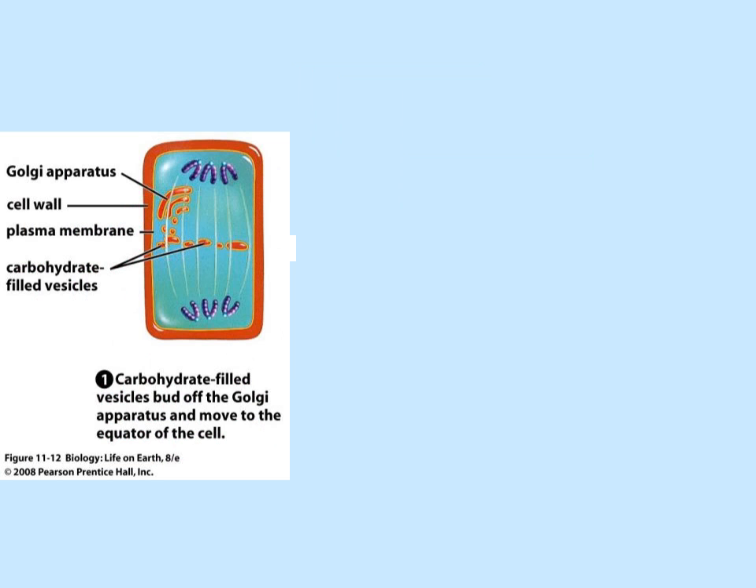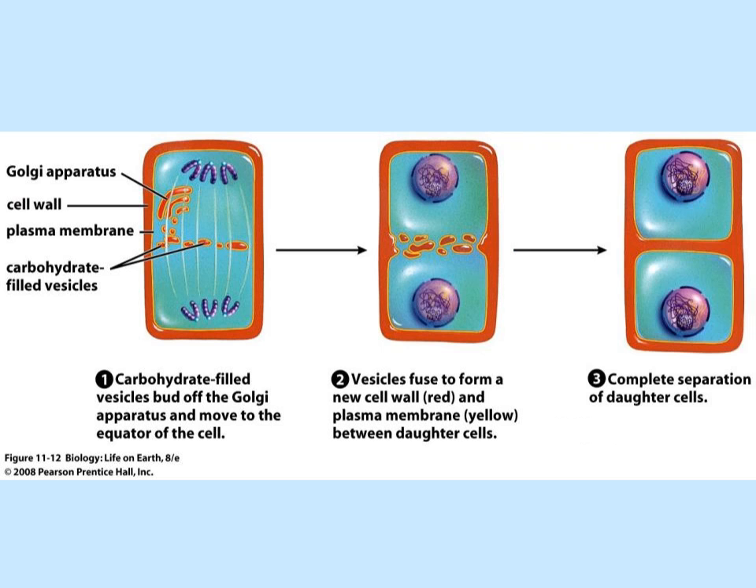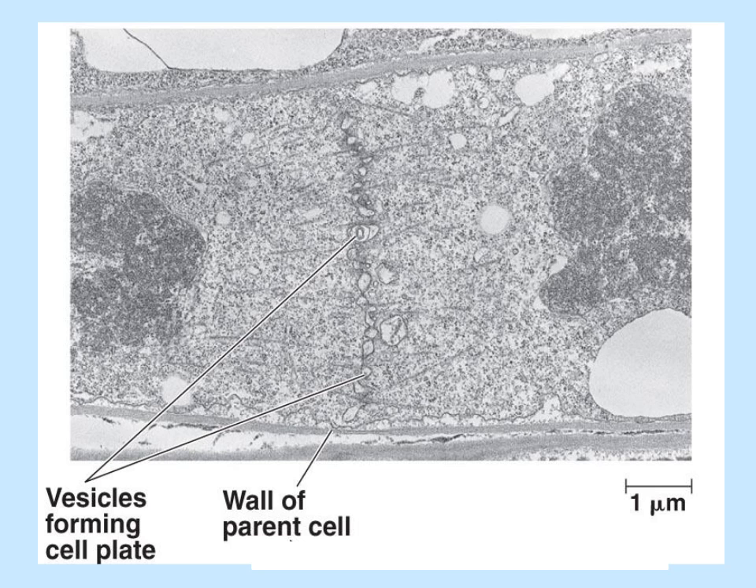In plant cells, cytokinesis is different due to the cell walls that encircle the plasma membrane. Instead of pinching, the plant cell must form a new cell wall between the newly formed nuclei. Vesicles filled with carbohydrate unite along the midplane, eventually forming a solid wall to separate the two new daughter cells. This micrograph shows the vesicles that will form the new cell wall.